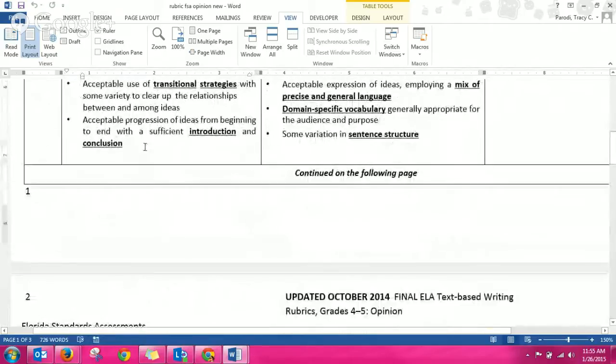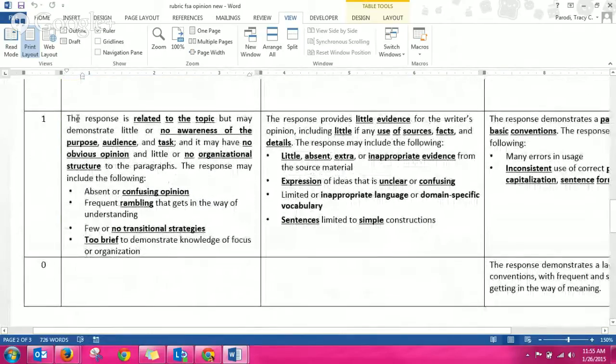And let's go all the way down to a number 1 real quick. A number 1 says the response is related to the topic, but may demonstrate little or no awareness of the purpose, the audience, or the task. So they can just tell by reading it that you really don't get the question. You don't understand what they're asking, and it has no obvious opinion. When I've seen people write and get a 1, they just state facts. They don't say, well, I believe this, I feel this. They just say, a bike program does this, a bike program can do that. It's not clear what the student writing the essay feels about the bike program.